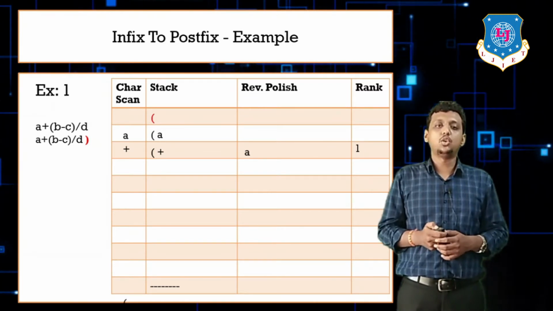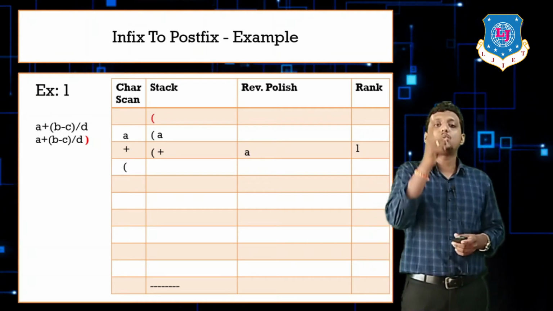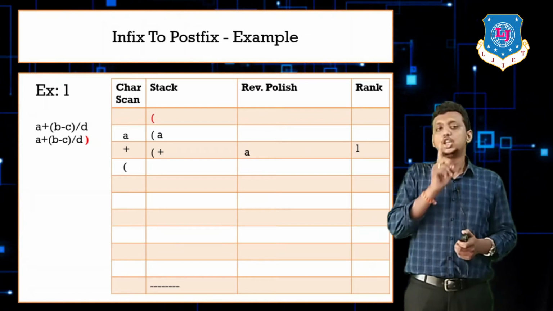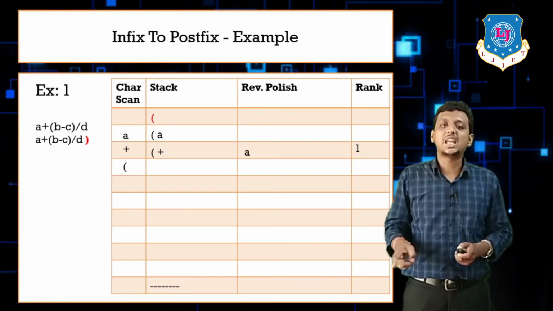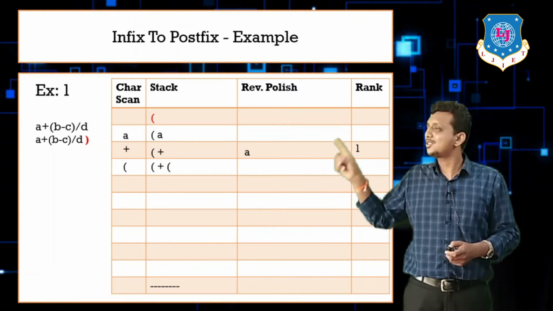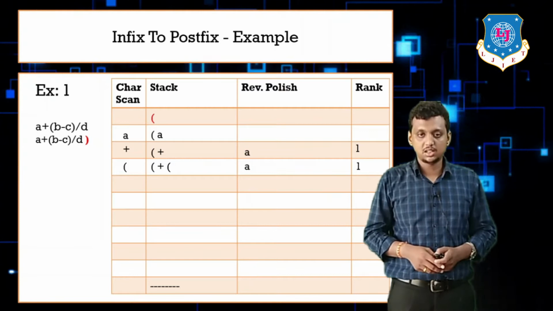Next, students, we have the opening bracket. Again, the opening bracket outside the stack has precedence 9. So whenever you find the opening bracket, don't think much, just push it inside the stack. I'm going to push it inside the stack. So it becomes opening bracket, plus, opening bracket. My reverse polish string and rank remain as they are.